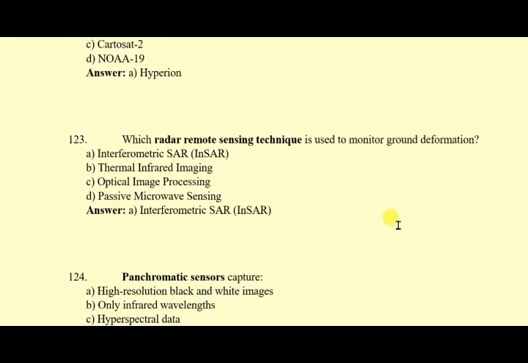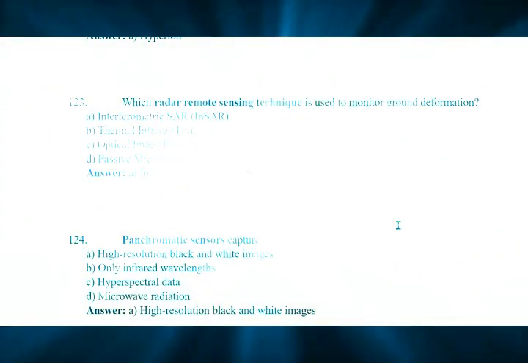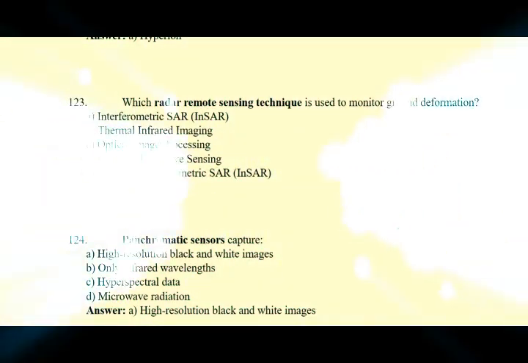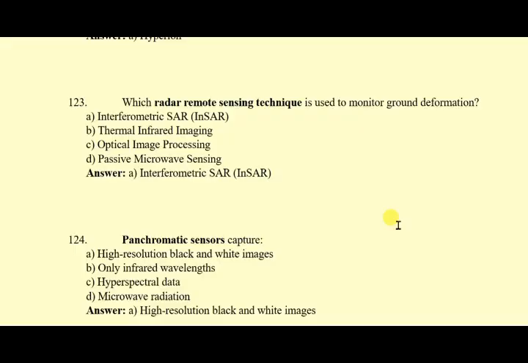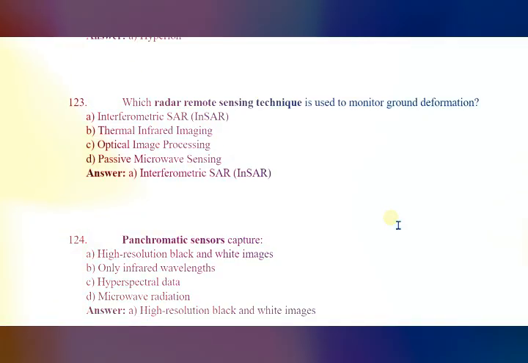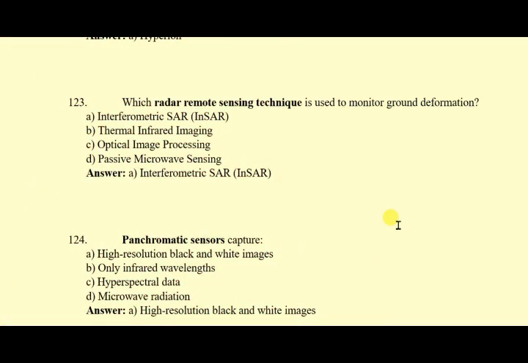Question number 123. Which radar remote sensing technique is used to monitor ground deformation? Interferometric SAR or InSAR, thermal infrared imaging, optical image processing, passive microwave sensing. The answer is Interferometric SAR, synthetic aperture radar, or InSAR.